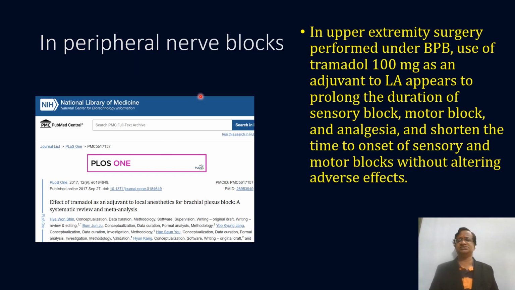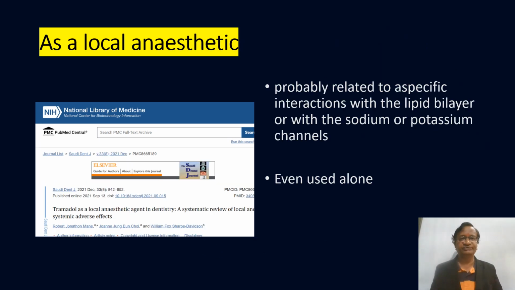In peripheral blocks, use 100 milligram as an adjuvant. They say shortening of sensory block, motor block, and slight prolongation of sensory analgesia, with 100 milligram along with your bupivacaine.